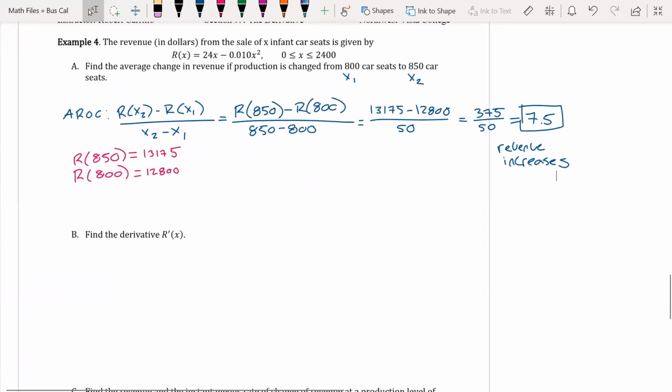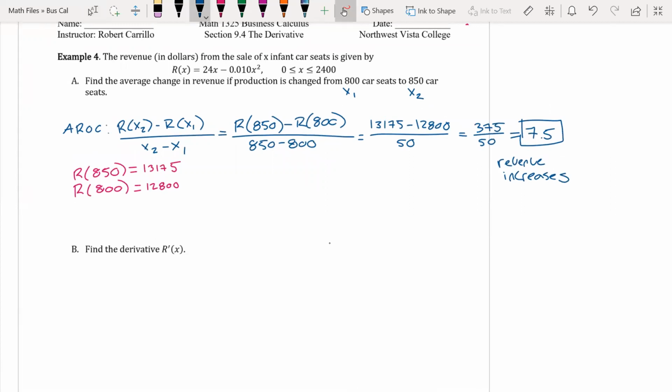We did that on the first page. And now we get to the derivative. Oh boy. So this is going to be our fourth time doing the derivative today. So our first step is we're going to say, what is r of x plus h? And I'll get 24 times x plus h minus 0.01 times x plus h squared.